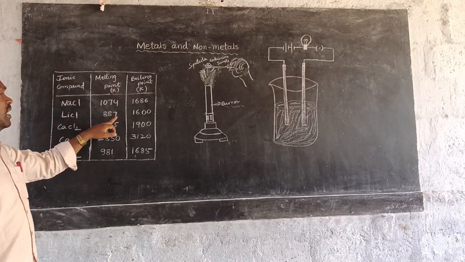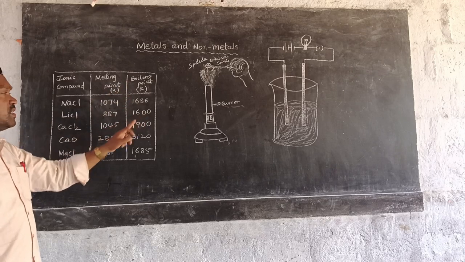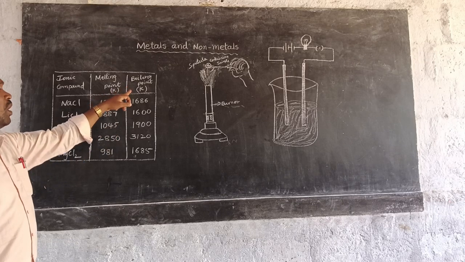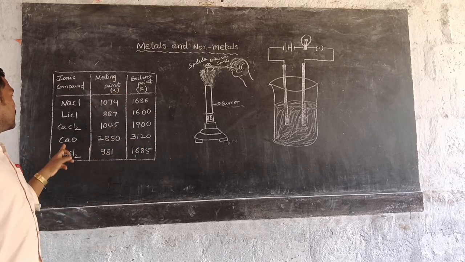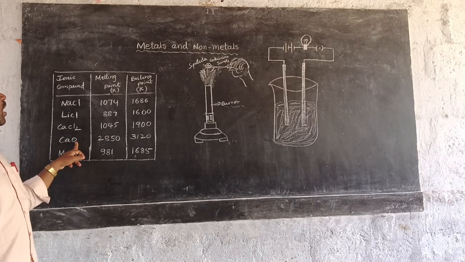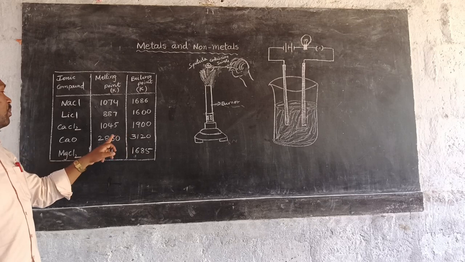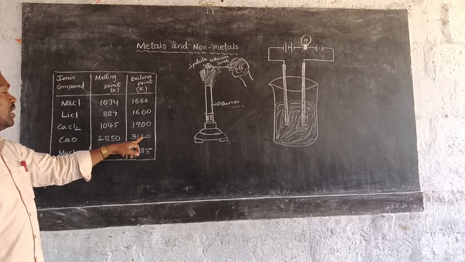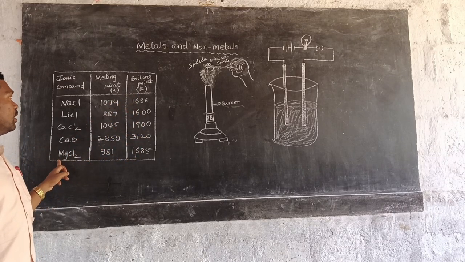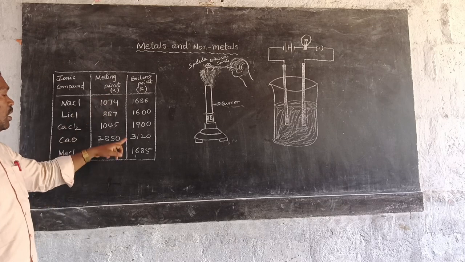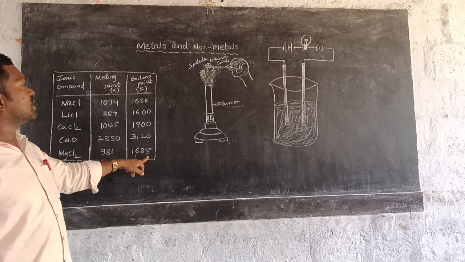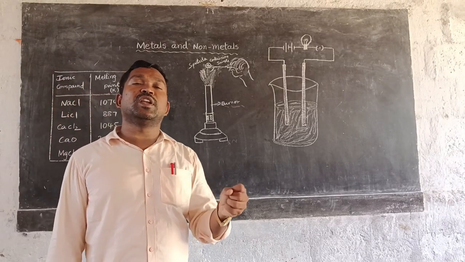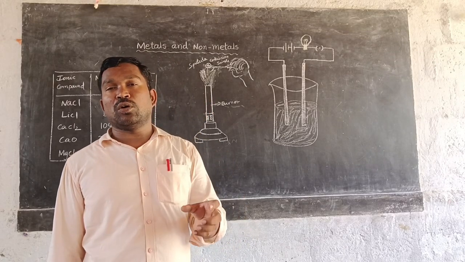LiCl melting point is 887, boiling point is 1600 kelvins. Calcium chloride melting point 1045 kelvins, boiling point is 1900 kelvins. Next, calcium oxide has a high melting point and high boiling point: melting point 2850, boiling point 3120 kelvins. Next, magnesium chloride melting point is 981 kelvins, boiling point is 1685 kelvins.